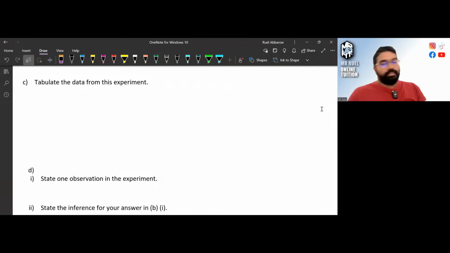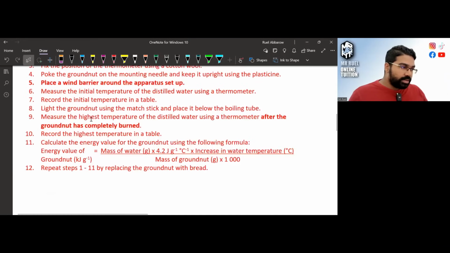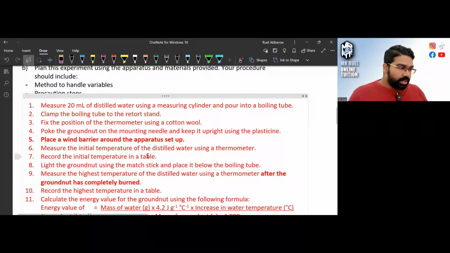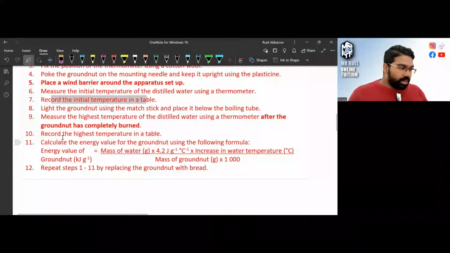So tabulate your data. How to tabulate this data? Very simple. We have your MV and your RV. But your RV here, you must be careful because the RV is a calculation. What do we get from the data? We don't get the energy value from the experiment. The data that we collect is not the energy value. That one we calculate. What do we collect? Initial temperature, highest temperature. So that's why just now it's important: measure and record in a table.